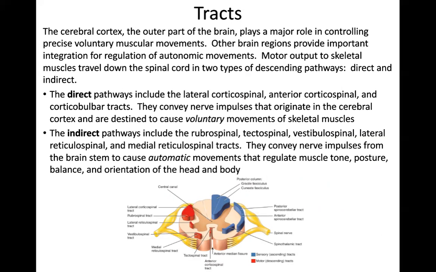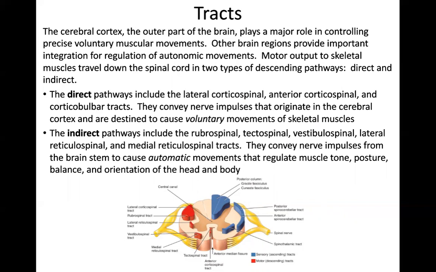This page is more about the downward carrying signals, so the descending or motor tracts, which we can all trace back to the cerebral cortex, something I've mentioned a couple of times already. The outer part of our brain plays a major role in controlling the precise voluntary muscular movements, like contraction of the muscles in your hand and arms to allow you to write these notes down. Other brain regions provide important integration for regulating autonomic movements. Once again, autonomic, think automatic. So, controlling your heart rate and blood pressure and stuff like that.